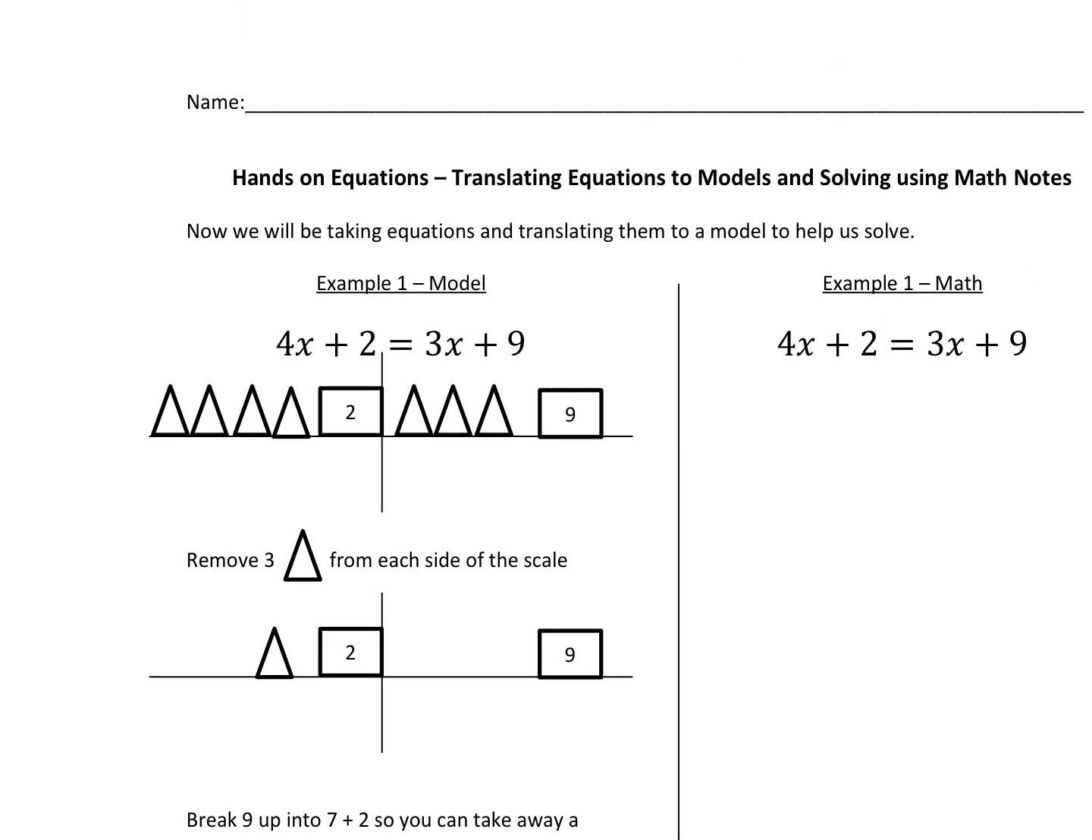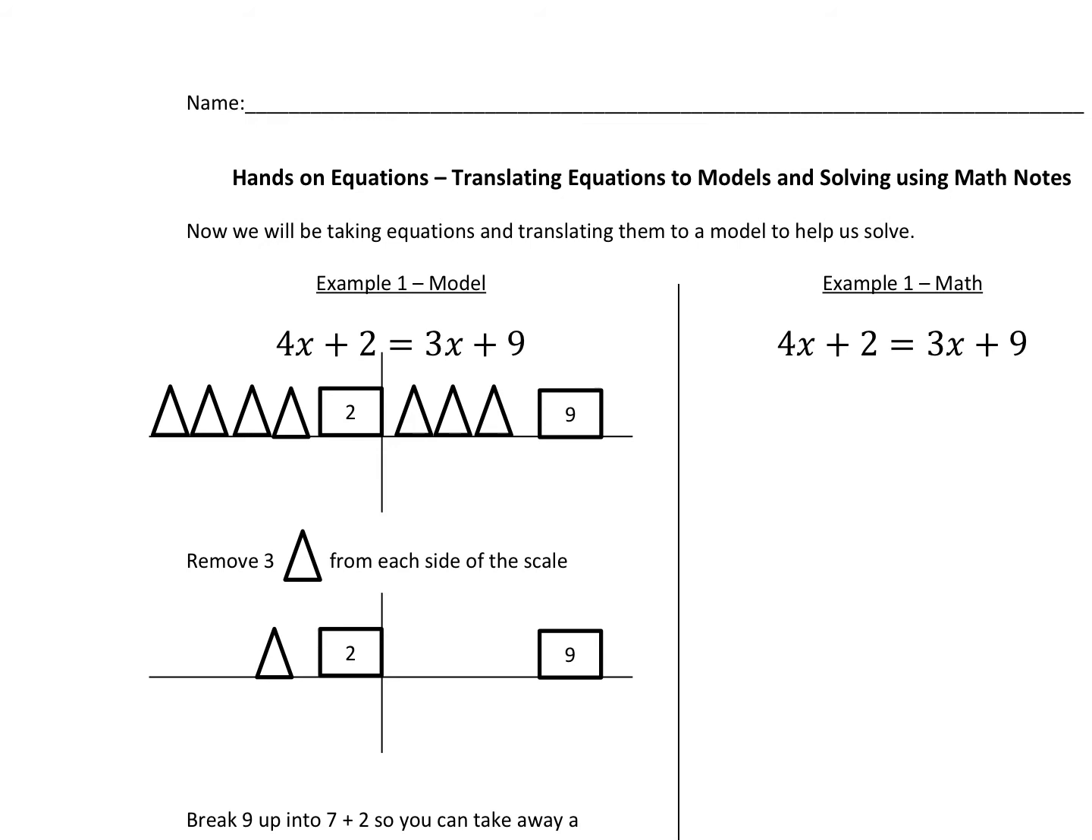So yesterday we talked about the importance of keeping equations balanced. We talked about how to use a visual representation of equations to solve with pawns and number cubes. Today we are going to start off with an equation, translate it to a visual model, and then use the visual model to solve for the unknown, which are our pawns. So let's go ahead and see what that looks like.